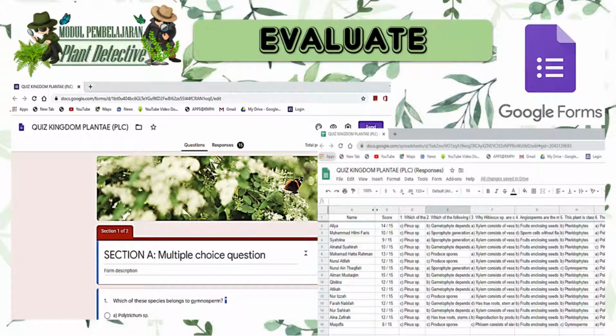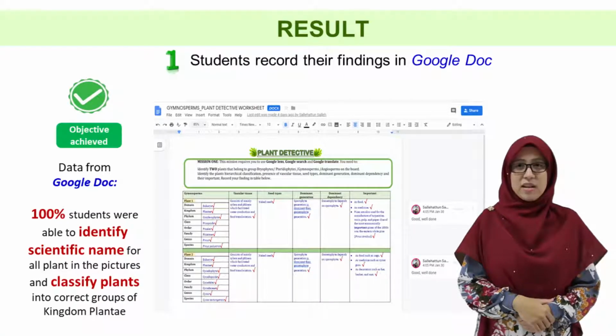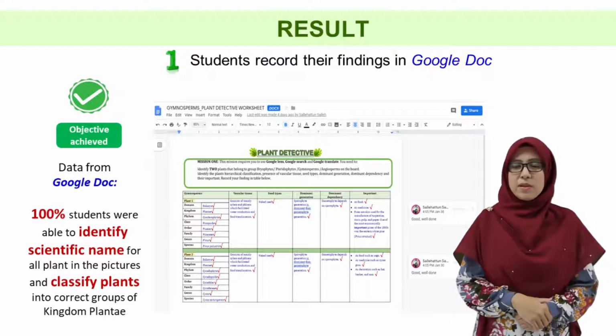understanding in Kingdom Plantae. Our first result, according to the data obtained from the Google Docs, 100% of students were able to identify scientific names for all plants in the pictures and also able to classify plants into correct groups of Kingdom Plantae. So, the first research objective is achieved.